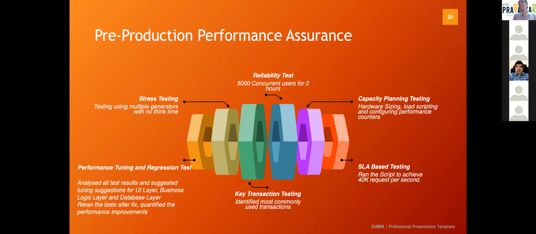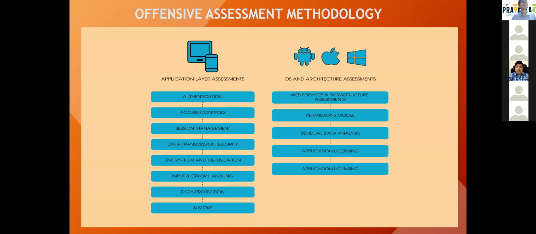Key transaction testing, whether the transactions are going on correctly, the most commonly used transactions, are they performing correctly? And what we do is analyze all these test results and suggest tuning suggestions for the user interface layer, for the business logic layer, for the database. All these are there. There is a user interface, there is a business logic, and there is a database. And everywhere there could be a bottleneck. We need to identify these bottlenecks and then get to solve this.